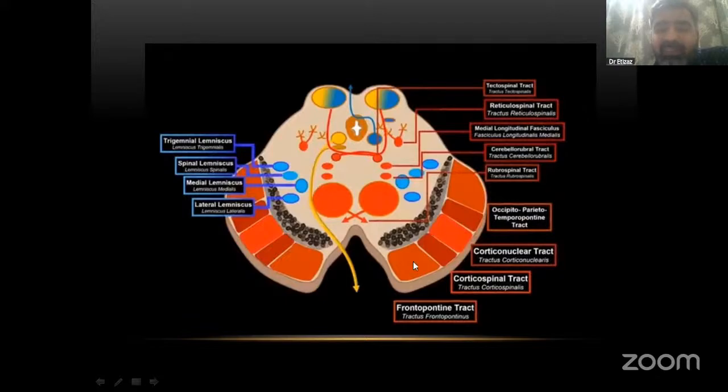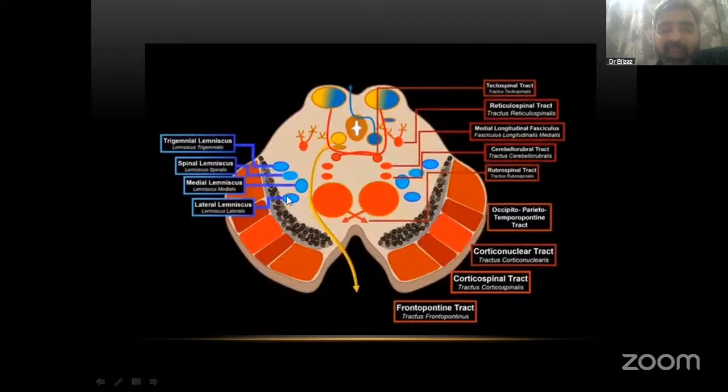What about the crus cerebri? All tracts there are descending tracts. There is no ascending tract in the crus cerebri. So this is the red nucleus. Let's see the ascending tracts. Look here. This is the medial lemniscus. You know very well, I will not go into detail how the medial lemniscus is formed. This is the spinal lemniscus, which we discussed yesterday.